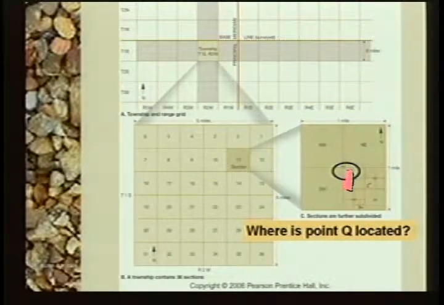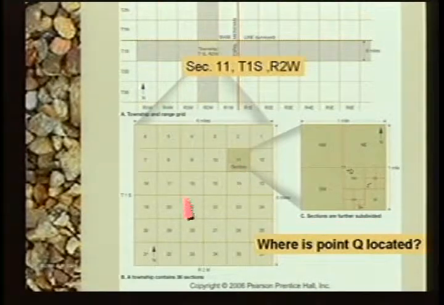If we have to describe this point, maybe it's a house, where would we say this house at point Q is located? Well, don't forget we have to go back to the original system. We do have to go back to the township and range. And like we noted before, we are in Township 1 South and Range 2 West. We are also within Township 1 South and Range 2 West in Section 11. So far, we would write Section 11, T1S, and R2W.